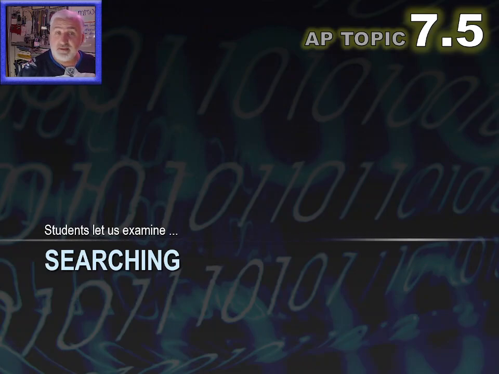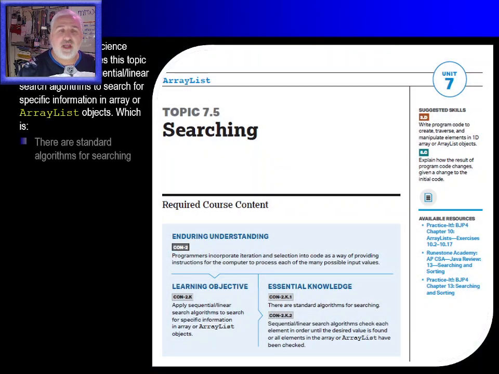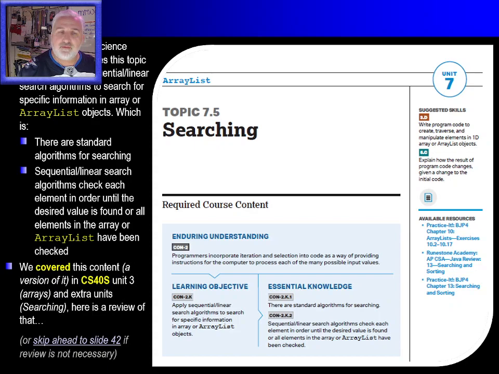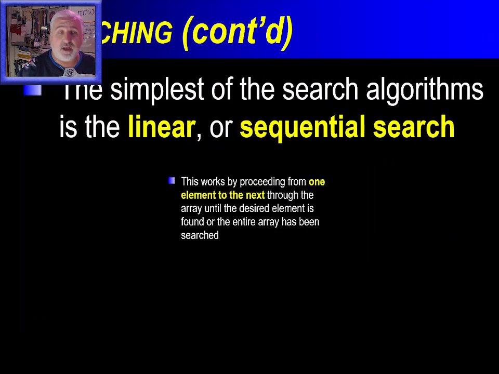Let's move on to AP topic 7.5, searching. So this was also something I covered in my video on the array, but generally there are some search algorithms that you can essentially have in your mind that you'd use with these things. Weirdly, the AP curriculum doesn't actually have you write these algorithms. It just needs you to know that various search algorithms exist.